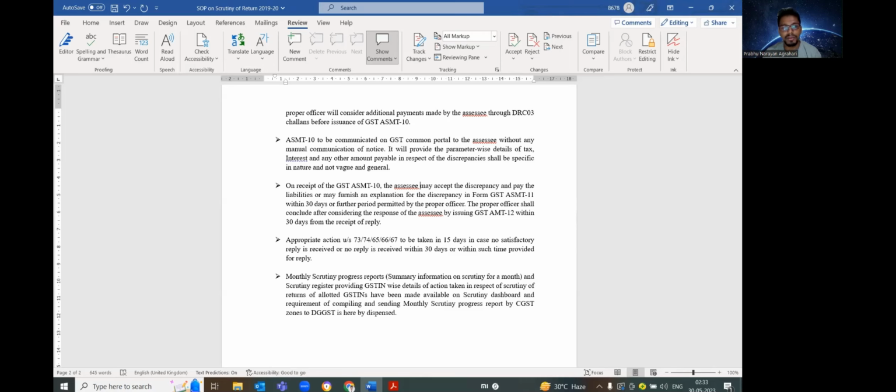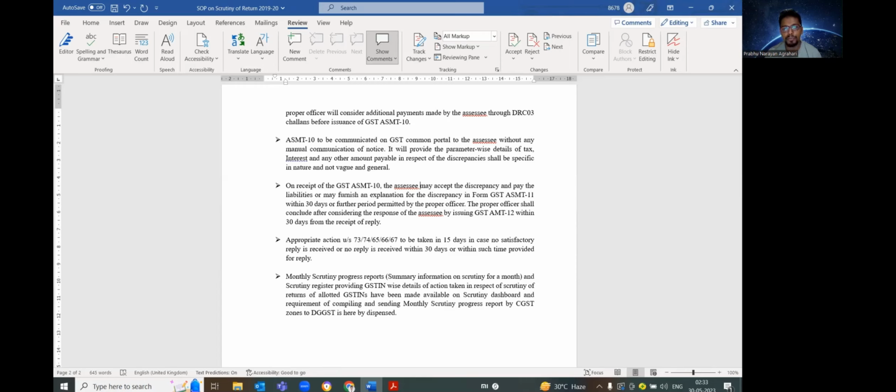It means after receiving the GST ASMT-10, the registered person needs to pay the amount by accepting the discrepancy, or he or she can furnish the explanation for the discrepancies in GST ASMT-11, and it should be done within 30 days or a further period which may be permitted by the proper officer. After the response is filed by us, the proper officer shall issue GST ASMT-12 within 30 days from the receipt of our reply.